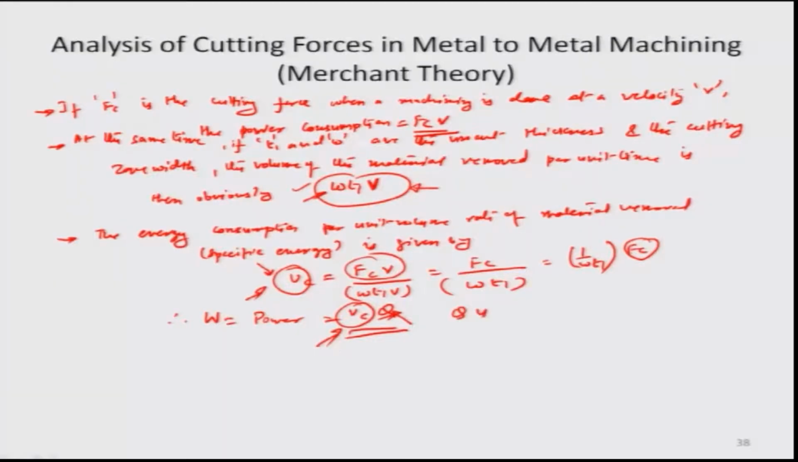So, Q is the volume rate of removal, and this Uc is basically again the power spent per unit volume rate of removal. So, multiplying that with the volume rate of removal would actually give you the total power that is needed for cutting the system, or performing the whole cutting process.